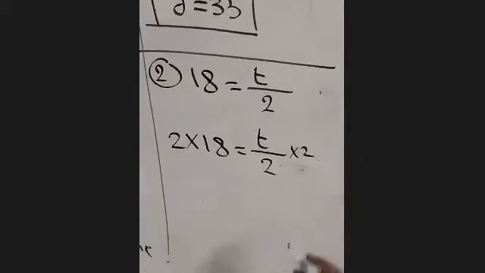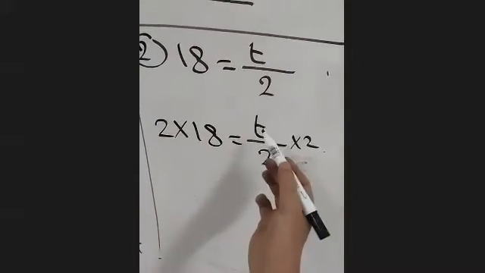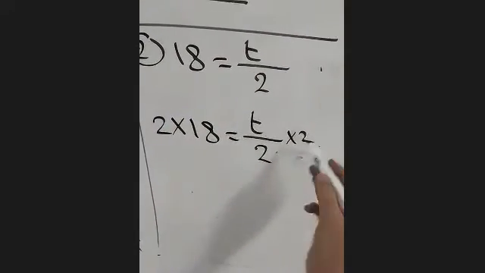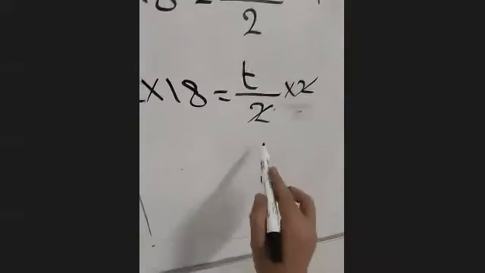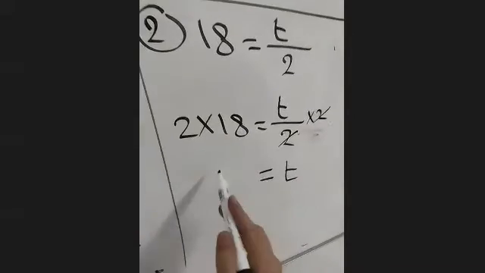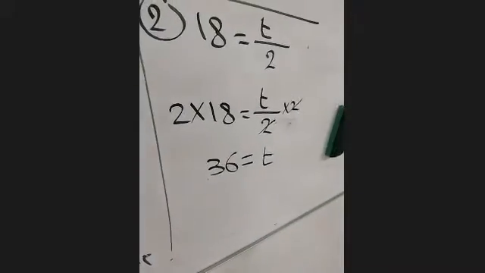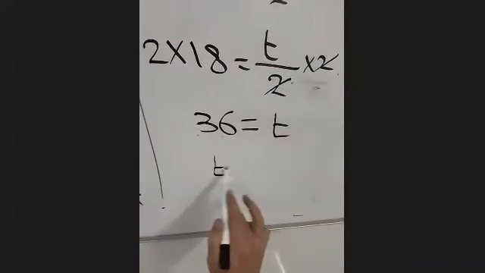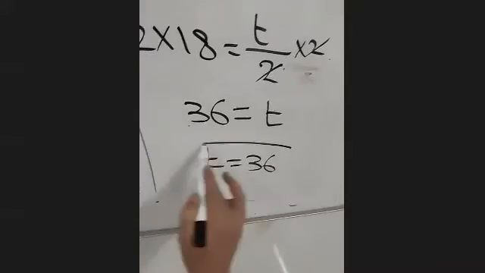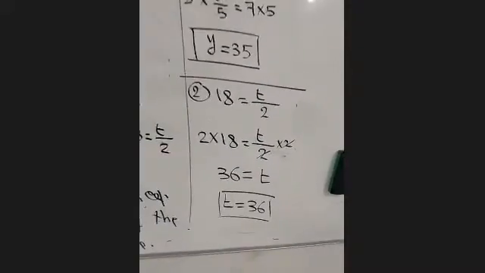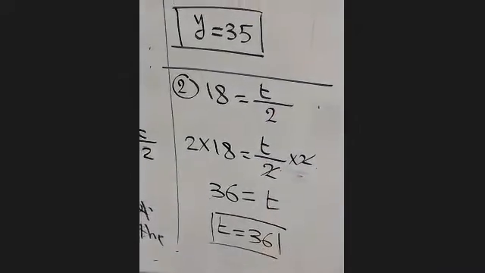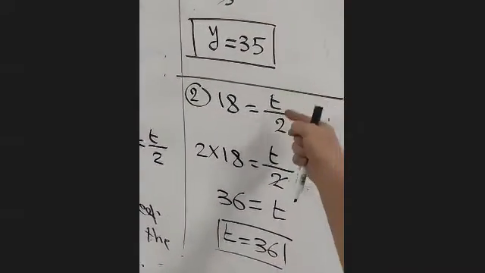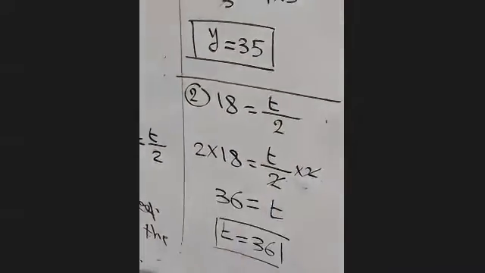Now let's simplify. 2 multiplied by t is 2t over 2. The 2s will go. It's 1. On this side it is still t. The equal sign comes down. 18 multiplied by 2 is 36. So what's the solution? t equals 36. This is the solution of the equation. To check our answer, go back here and replace the t by 36. It will be 36 divided by 2, which is 18.